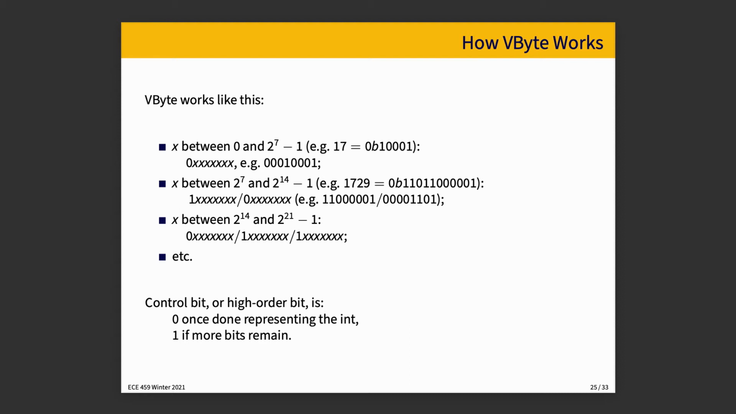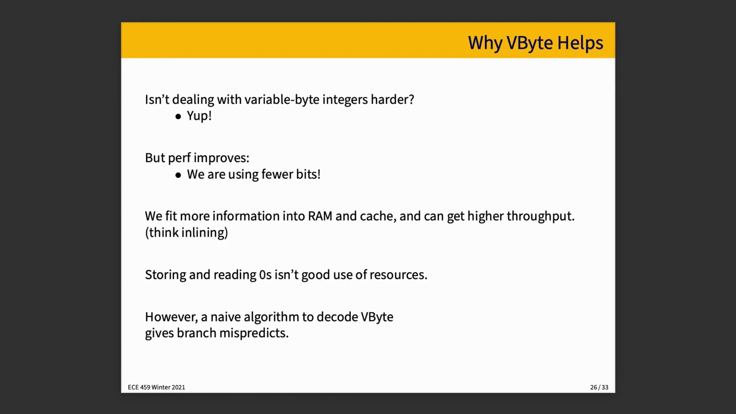Okay, so you might think this is not going to work very well, because it seems like dealing with these variable byte integers is actually harder. When we deal with a fixed byte integer, we know exactly what we're going to do: take the next thing and do it and go. On the other hand, there are potential performance improvements. We are using fewer bits, so we could fit more information into our RAM and limited cache, and can potentially get higher throughput as a result of that. Right? Fewer cache misses, better performance. So it sounds like there's something here.